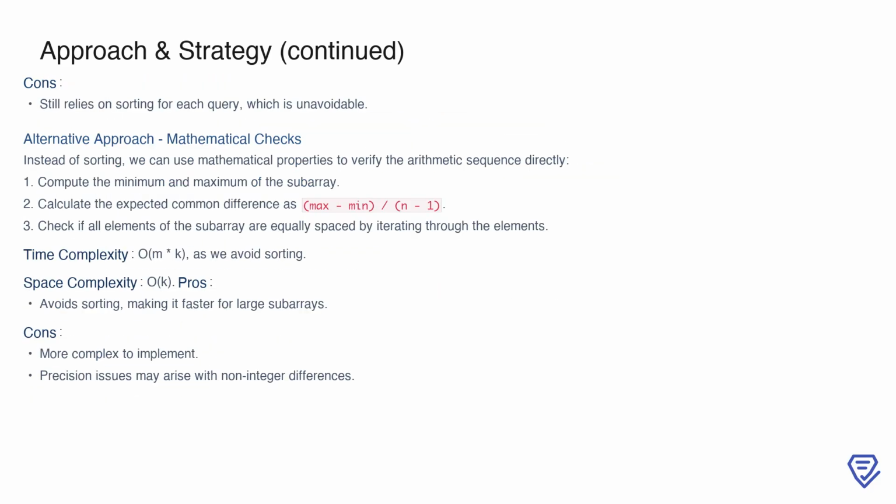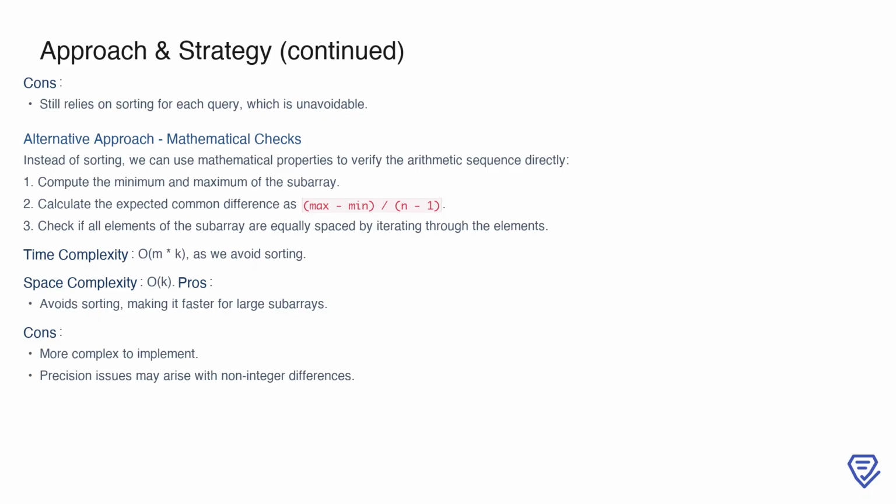There are some limitations to the optimized approach, as it still relies on sorting for every query, which is unavoidable under this method. To address this, we can explore an alternative mathematical approach that bypasses sorting entirely. Instead of rearranging the elements, we directly check if the subarray forms an arithmetic sequence using its mathematical properties. This involves calculating the minimum and maximum values in the subarray, then determining the expected common difference as (max - min) / (n - 1). By iterating through the elements, we verify whether all values are equally spaced according to this difference. This eliminates the need for sorting, reducing the time complexity to O(m * k).